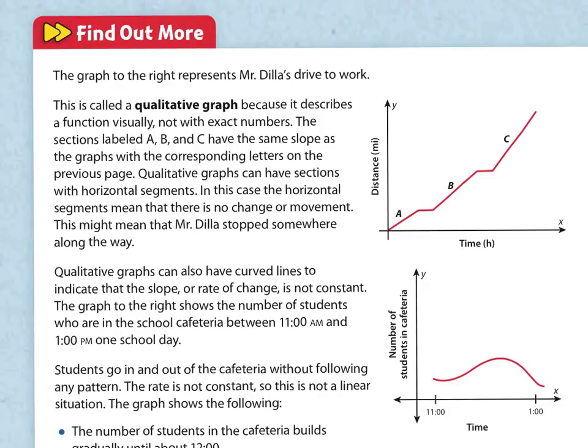Now we're going to be dealing with qualitative graphs. In the other ones, we were dealing with linear functions, but now we're going to graph those linear functions and put them into one graph itself. So it says this is called a qualitative graph because it describes a function visually, not with exact numbers. So let's highlight that part: visually and not with exact numbers.